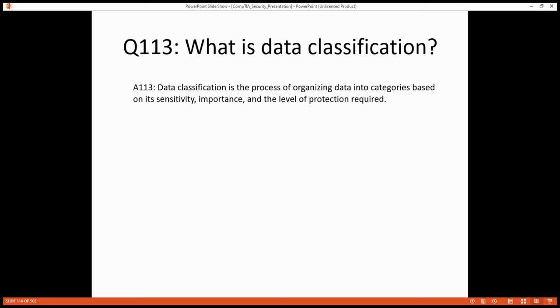Q113. What is data classification? A113. Data classification is the process of organizing data into categories based on its sensitivity, importance, and the level of protection required.